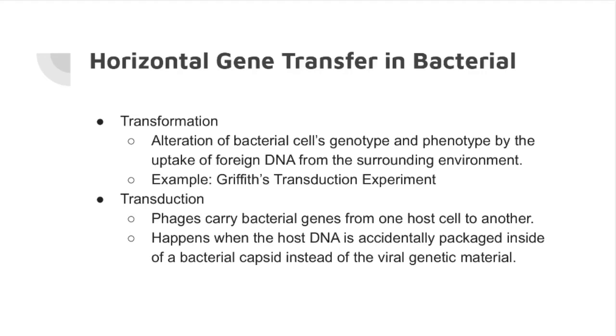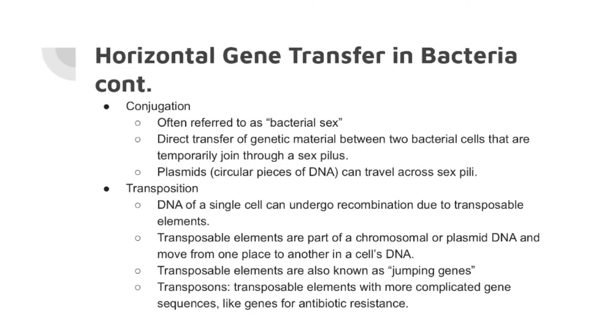This can happen when the host DNA is accidentally packaged inside of a viral capsid instead of the viral genetic material. Conjugation, which is often referred to as bacterial sex, is the direct transfer of genetic material between two bacterial cells that are temporarily joined through a sex pilus. Transposition is when the DNA of a single cell can undergo recombination due to transposable elements.